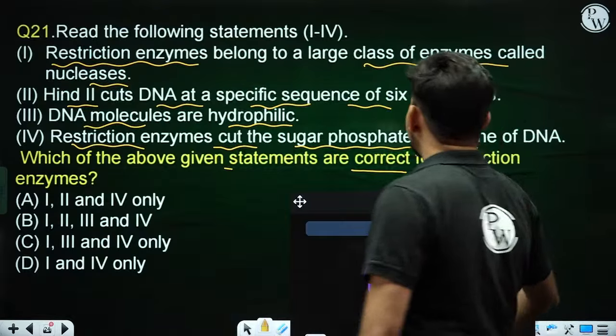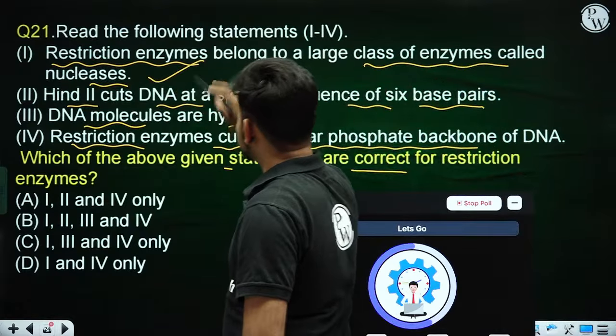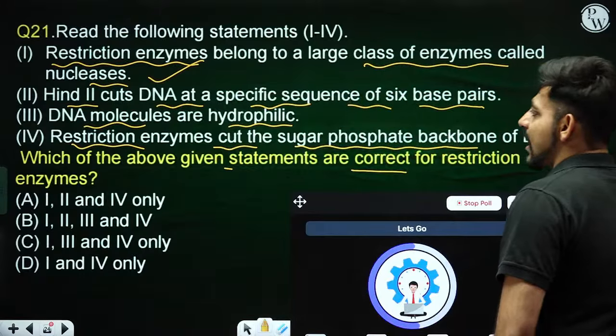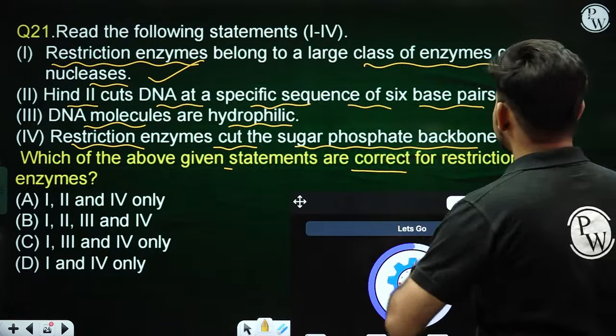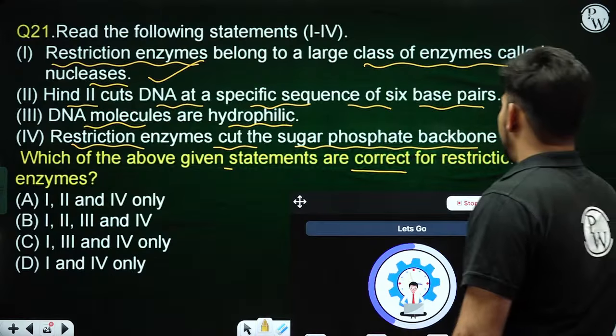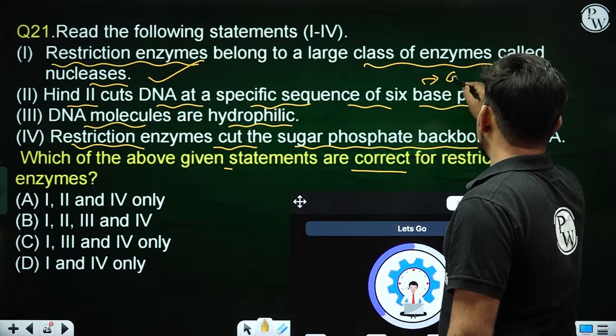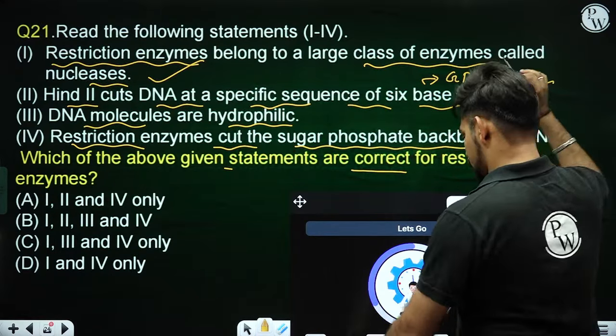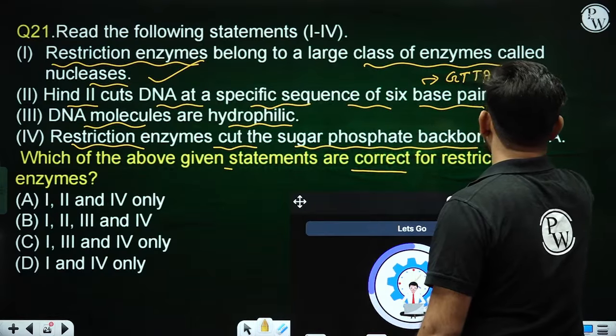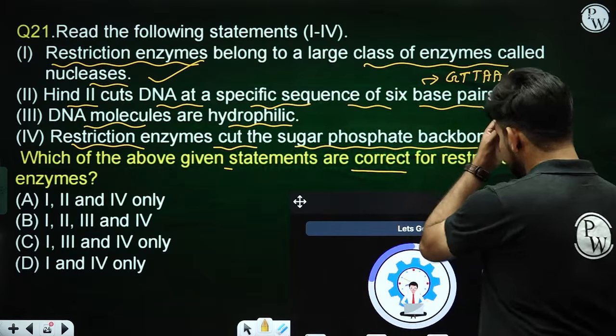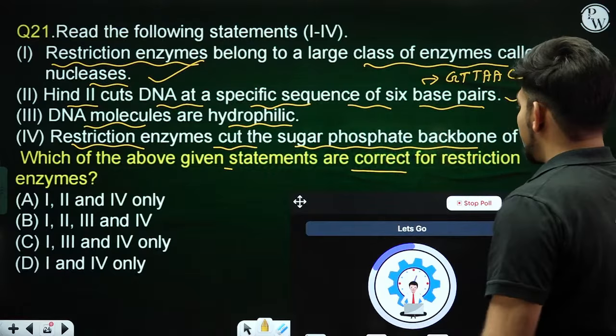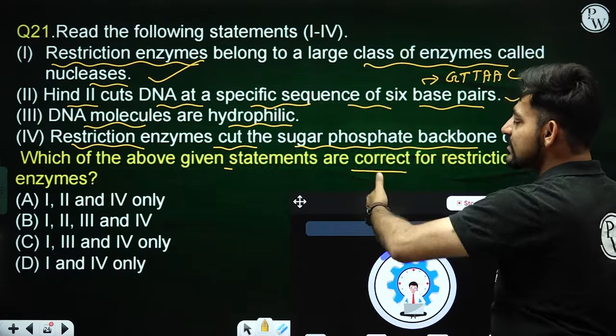Restriction enzymes belong to a large class of enzymes called nucleases. That's correct. Hind II cuts DNA at a specific sequence of 6 base pairs, and the sequence can be GTTAAC, right, for Hind II, and it will produce a blunt cut.